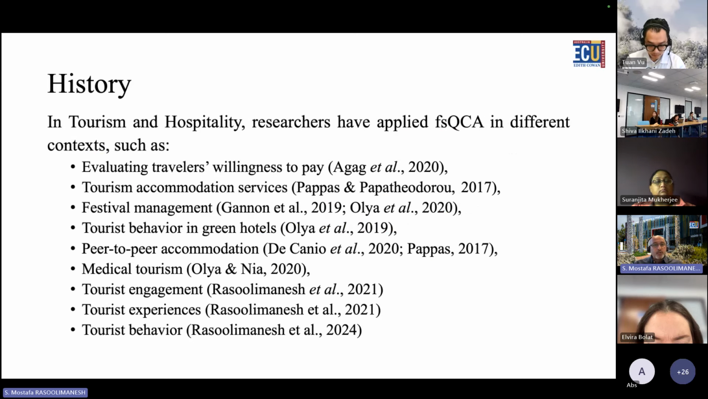In tourism and hospitality, there are now many more papers that apply this method. These are a few examples of application of FSQCA in tourism and hospitality, and of course other business disciplines, information systems, and other disciplines also started to apply this method for quantitative data, different from the origin of this method that was developed to analyze qualitative data.